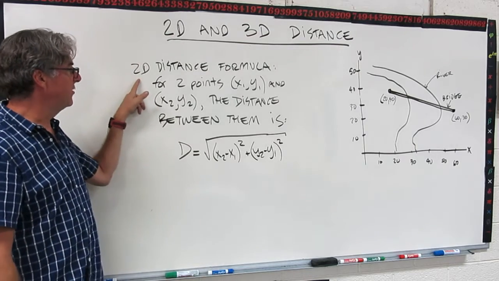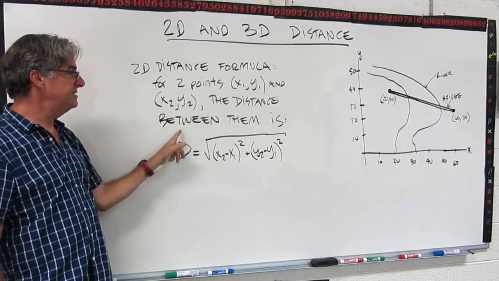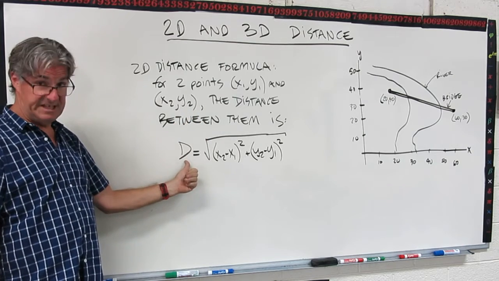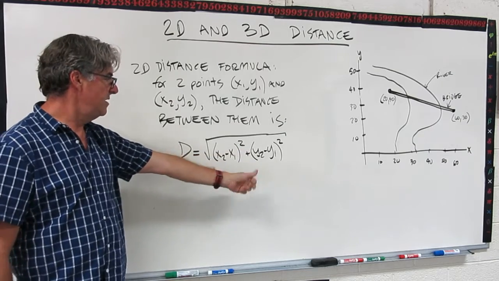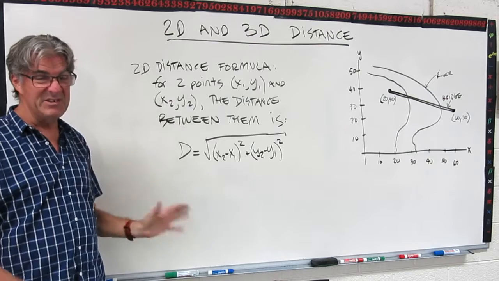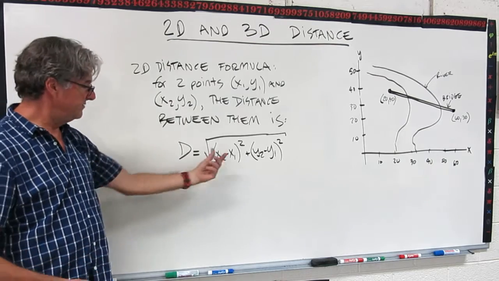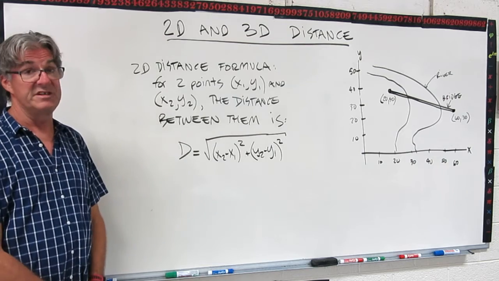Okay, so let's look at a definition here. The 2D distance formula for 2 points, x1, y1 and x2, y2, the distance between them is d for distance. It's the square root of (x2 minus x1) squared plus (y2 minus y1) squared. This is basically a big plug-in problem. You solve the parentheses, you square them, you add them, you take the square root, and you have your distance.